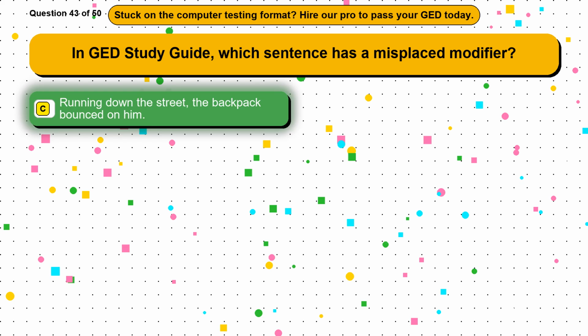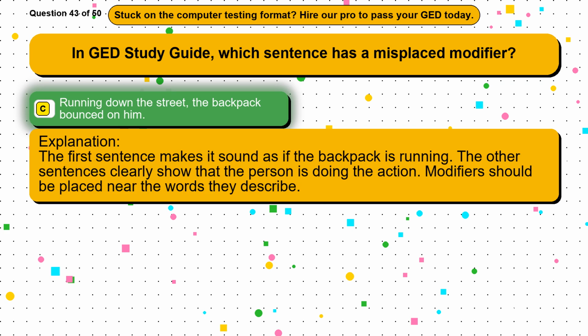The correct answer is option C. Running down the street, the backpack bounced on him. The first sentence makes it sound as if the backpack is running. The other sentences clearly show that the person is doing the action. Modifiers should be placed near the words they describe.